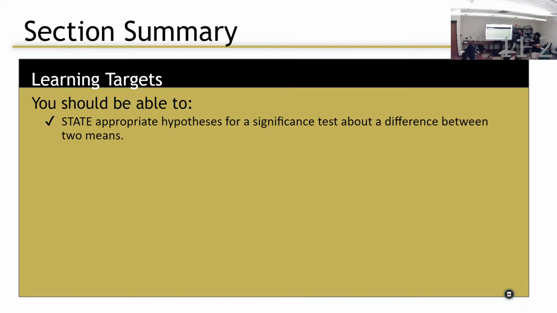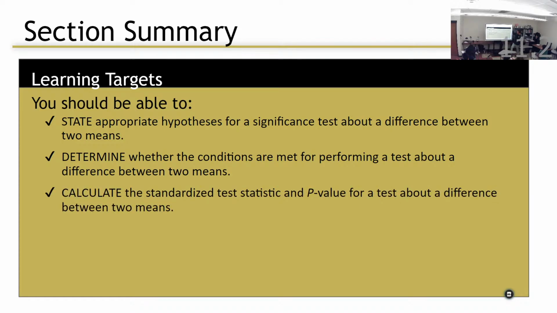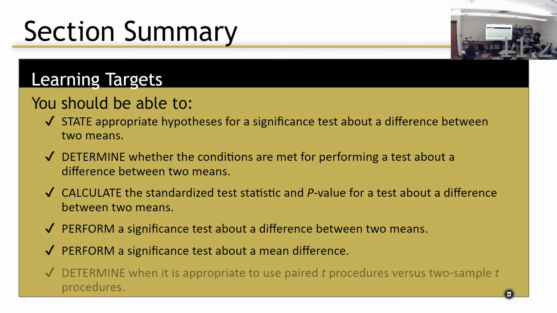Guys, I hope this is an easy exam for you on Wednesday. So I hope you can state the appropriate hypotheses for a significance test. I hope that you can determine whether the conditions are met. If we can't do that by now, boy, we are in deep trouble. Calculate the standardized test statistic and the p-value. I hope you can perform the significance test about the difference between 2 means, and I hope you can perform a significance test about the mean difference. And I hope you can determine when it's appropriate to use paired versus 2 samples.